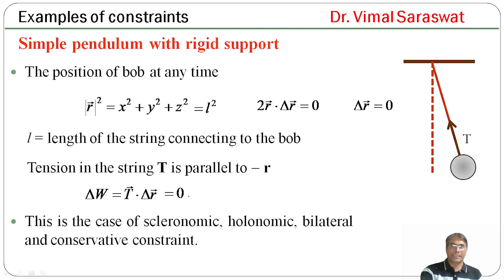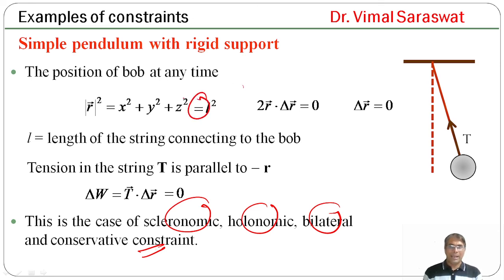So this is the case of a scleronomic, holonomic, bilateral and conservative constraint, because the constraint relation does not depend on time, it does not depend on velocity, it is in the form of an equation, and the work done is 0. So this is a scleronomic, holonomic, bilateral, and conservative constraint.